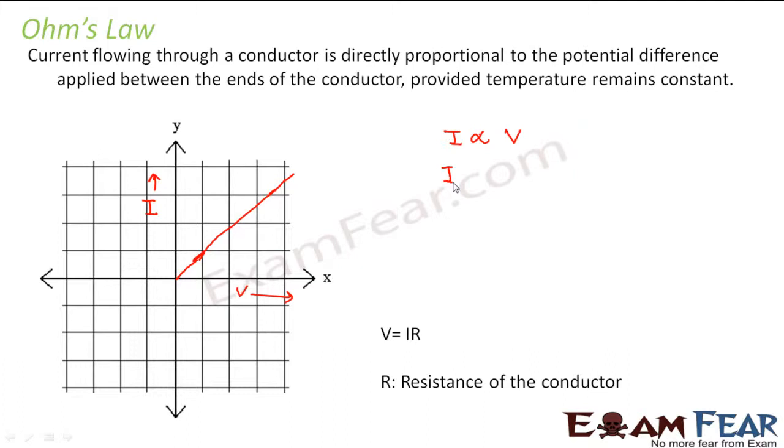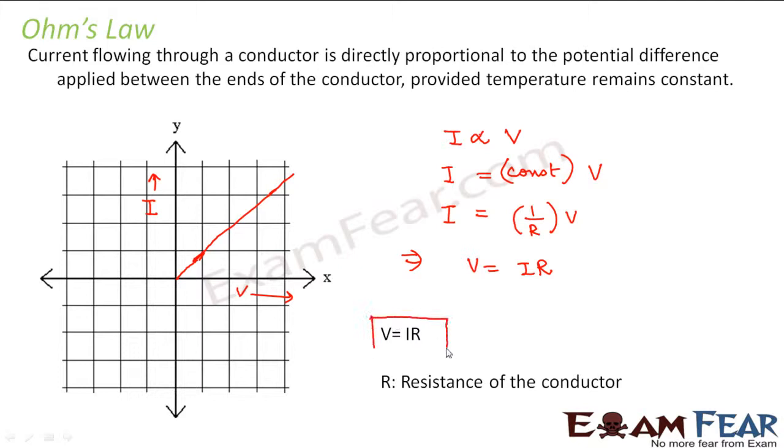difference. So this means if you want to convert this proportionality into an equality, you should bring in a constant. So this current was equal to 1 by R into V. This constant was introduced. So from this it was written as V is equal to IR. So V is equal to IR became the mathematical expression of Ohm's law, where R is the resistance of the conductor. So resistance was a new property which was introduced from here.